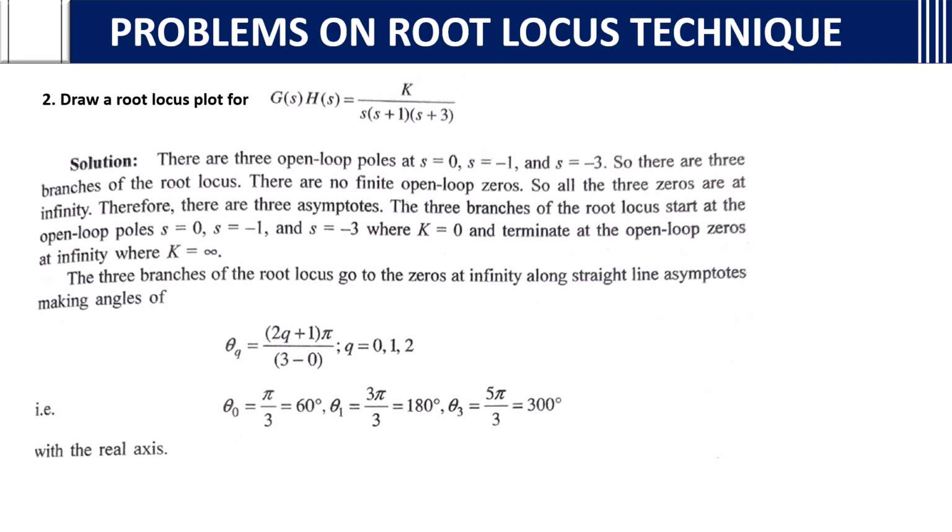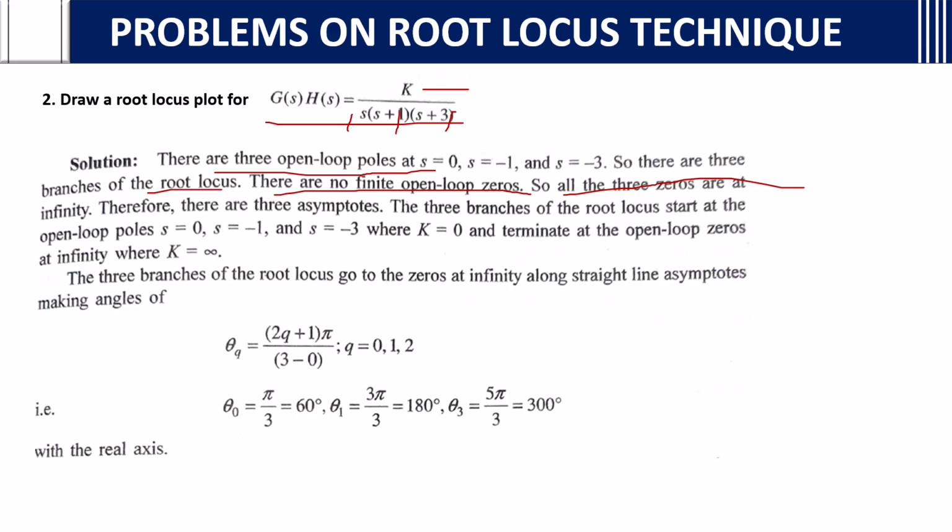Second question, draw a root locus for this transfer function. There are three open loop poles, that is s equals 0, s equals minus 1 and s equals minus 3. So there are three branches of the root locus, same as the previous one. There are no finite open loop zeros, as the numerator doesn't contain any zeros. So all the three zeros are at infinity.